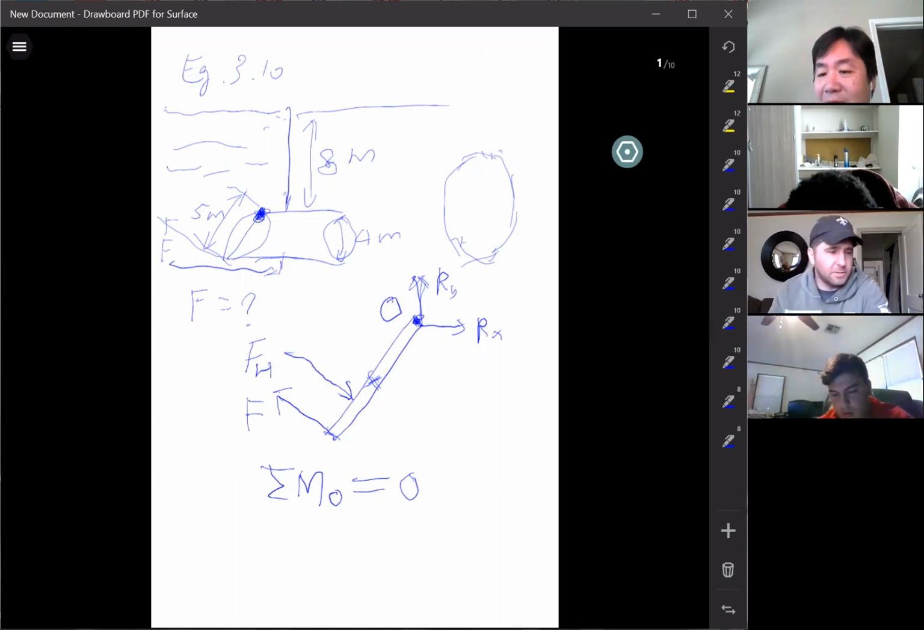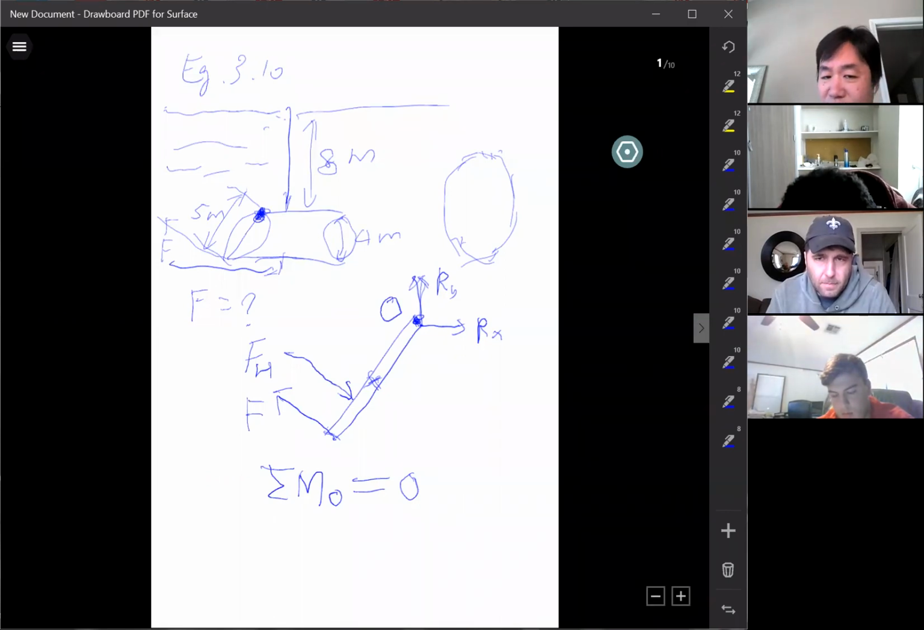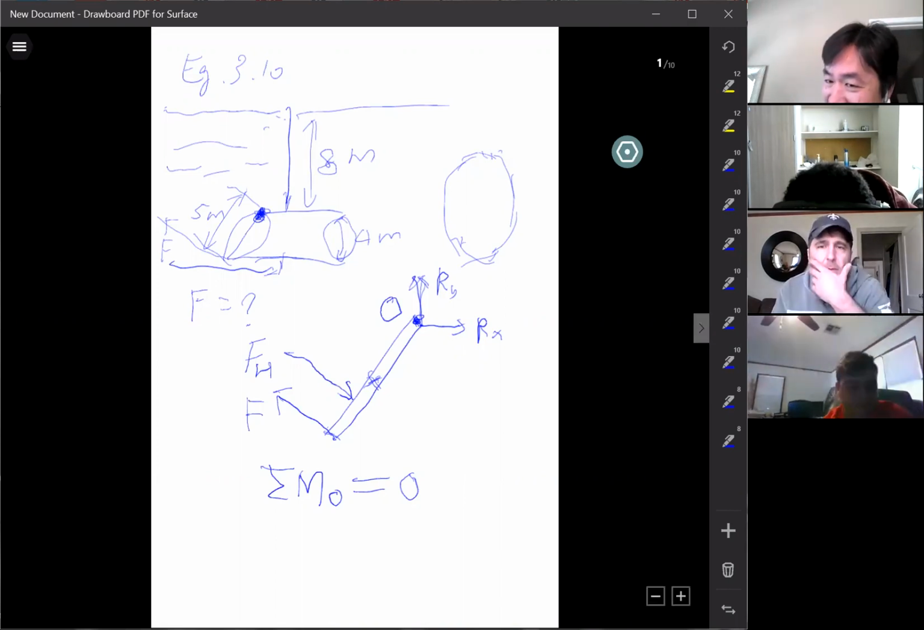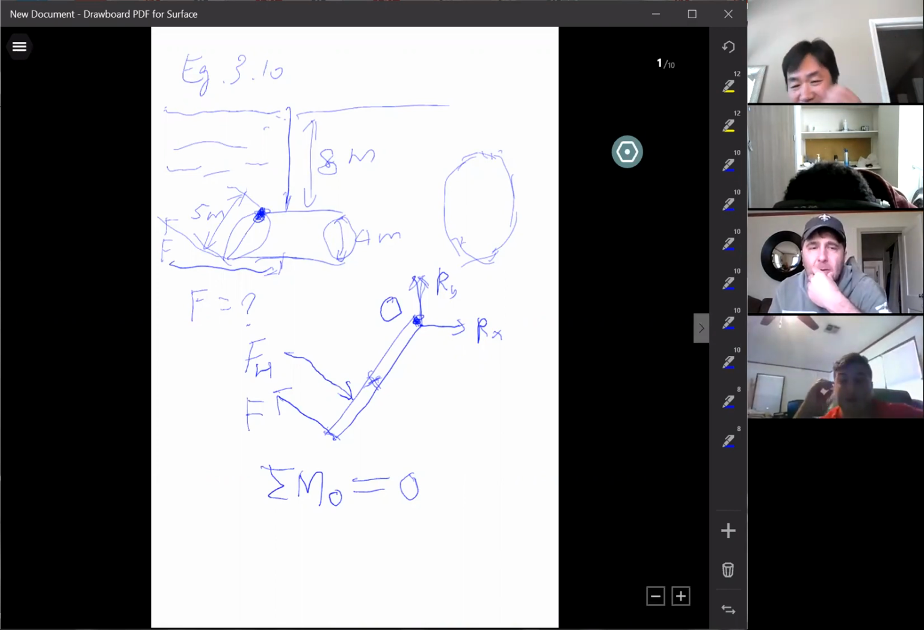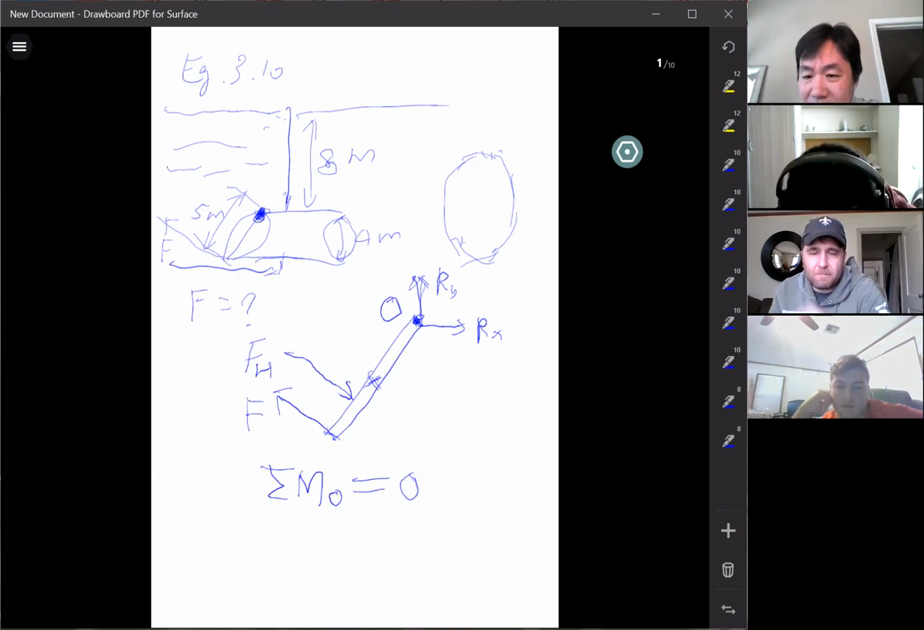If you want to add it on the left side, you have to add it on the right side too, or mention that FH includes the atmospheric pressure force on the surface. If you add atmospheric pressure on one side, you have to add it on the other side too. I'll take a look at what you wrote down. Do you understand? I think two of you asked the same question here. Yes, sir, I understand that.